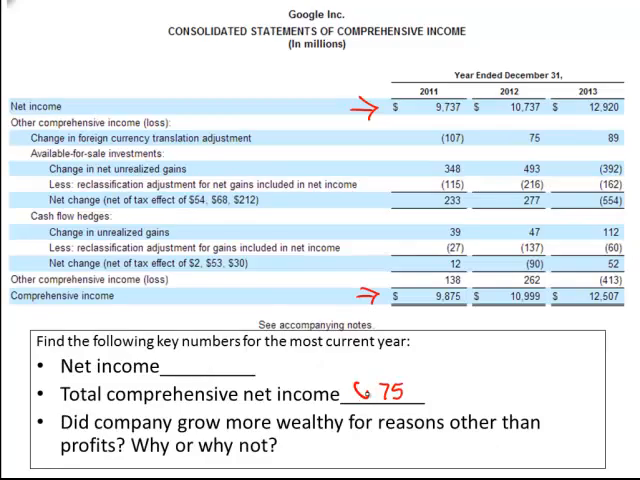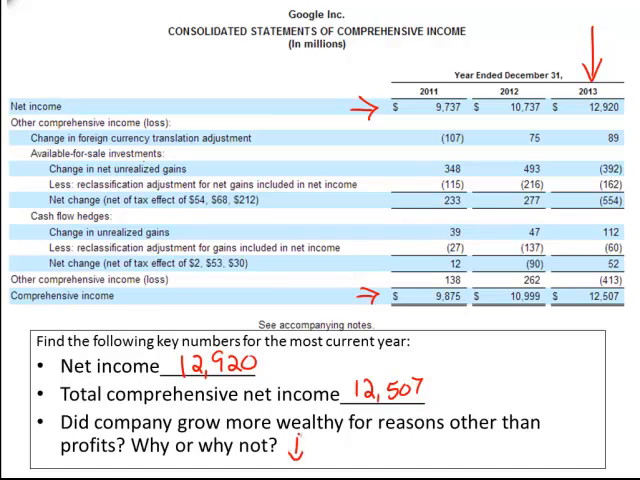No, that's not. So what I'm doing is doing a common mistake, because Google is the exception, and their most recent year is not on the left but on the right. So the net income for 2013 was $12,920,000,000, and its comprehensive income was $12,507,000,000, and you can see that it went down, didn't it?